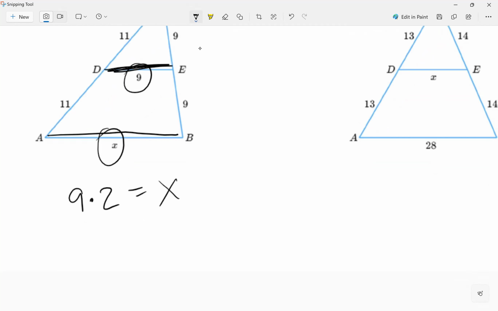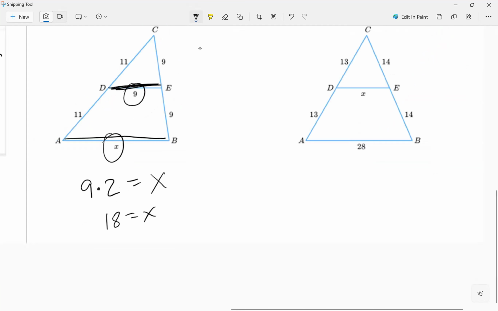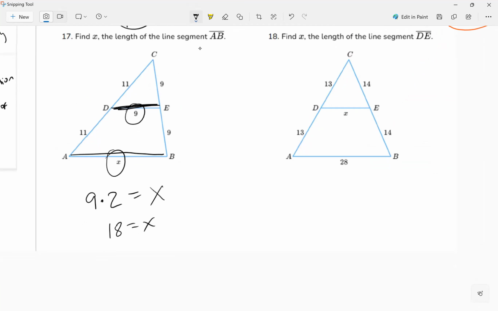Well, I know what 9 times 2 is, right? 9 times 2 is 18. So 18 is equal to X. And if you notice, my question at the top was find X, the length of the line segment AB. Well, there you go. X equals 18. Got it.